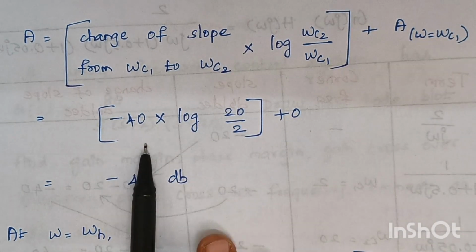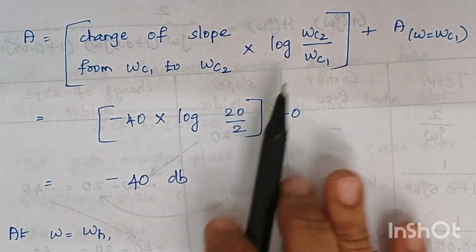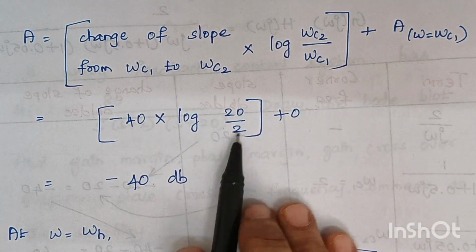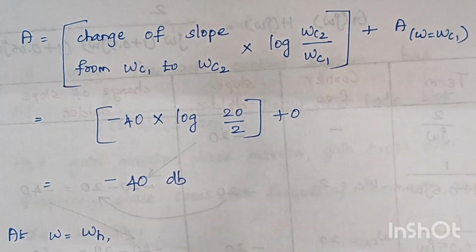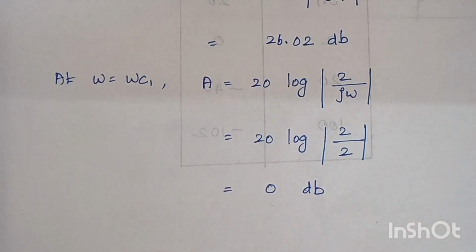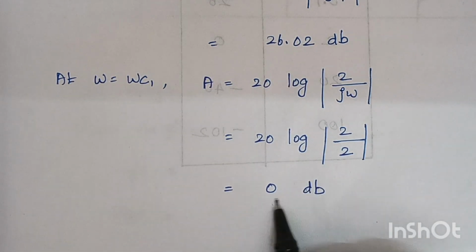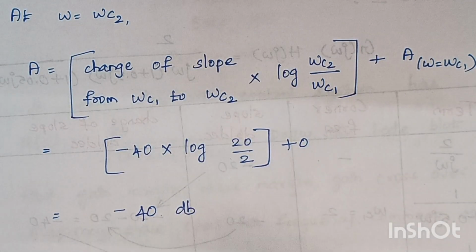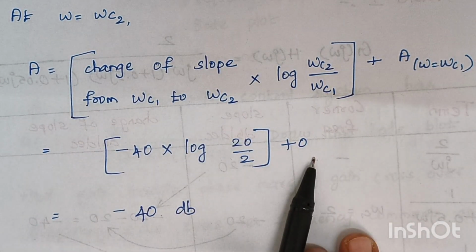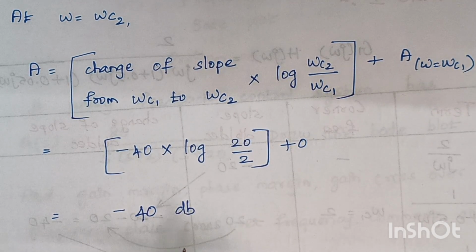So minus 40 into log of the value of omega C2, which is 20, and omega C1, which is 2, right? Plus the value of A when omega equal to omega C1. Just now we found it, right? So at omega equal to omega C1, what is the value of magnitude? It is 0 dB, right? So just substitute, the value is 0. Once you solve, you get the answer as minus 40 decibel, right?